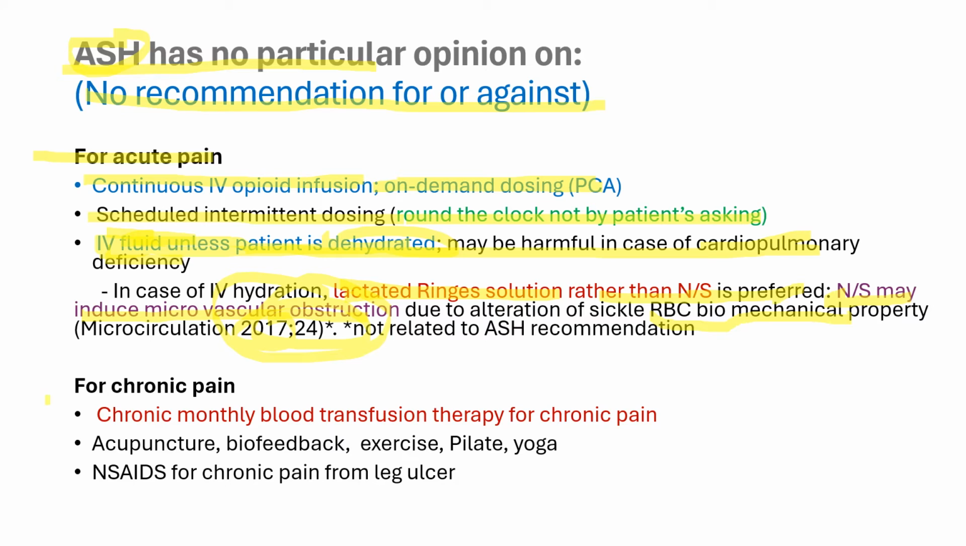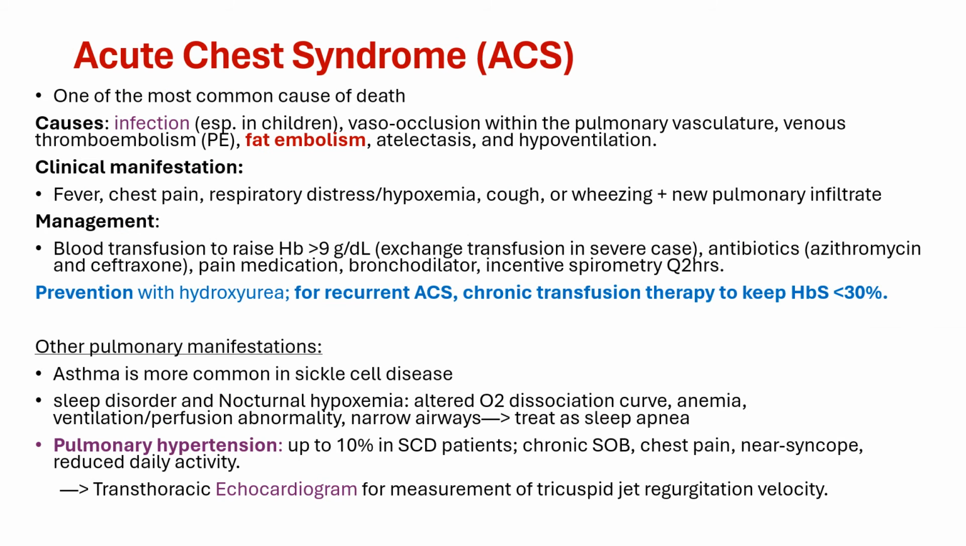For chronic pain, chronic monthly blood transfusion therapy may be used or may not be used. Now let's discuss each vaso-occlusive event. Acute chest syndrome is very dangerous, one of the most common causes of death. The cause is usually infection like pneumonia, bronchitis in children, but not in adults.